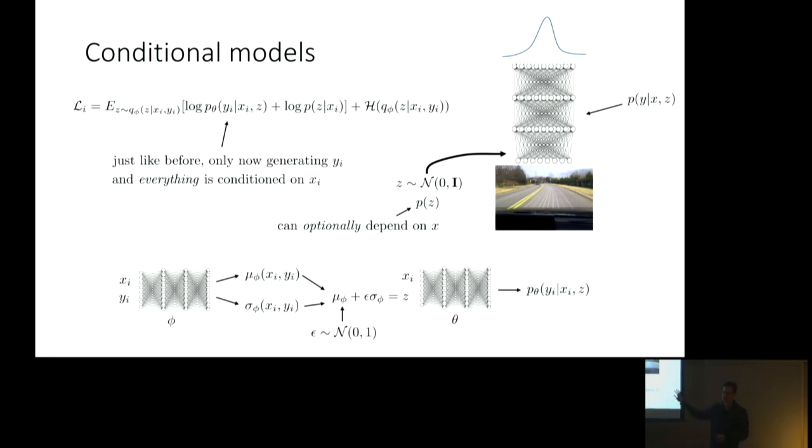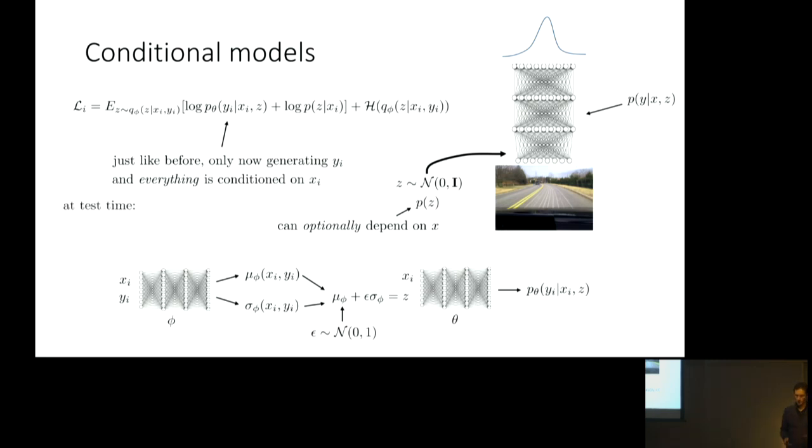And then we train in exactly the same way with respect to the evidence lower bound, and that'll give us a distribution over y, which depends on x, and which also uses the latent variable z to represent very complex, potentially multimodal distributions. Any questions about conditional models? Okay.